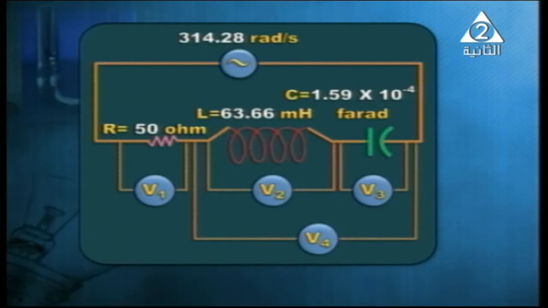314.28 rad per second. We've got a capacitor. Capacity of the capacitor is equal to 1.59 times 10 to the power of negative 4 farad. Inductance of the coil 63.66 millihenry. And ohmic resistor is 50 ohm. We want you to calculate V1, voltage across the ohmic resistor, V2, voltage across the inductor, V3, voltage across the capacitor, and V4, voltage across both inductor and capacitor.